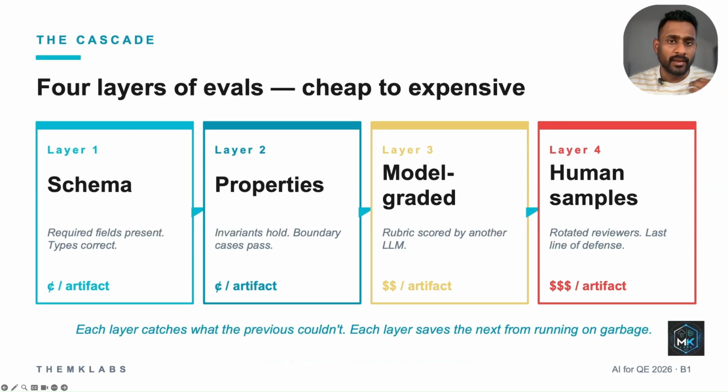Here's the architecture, the 4-layer cascade. You've seen this before in video 3, and you're seeing it again. Today we build it for real in code, right? Layer 1, schema. Required fields present, types correct, cents per artifact. Cheapest check you can write. Layer 2, properties. Invariants hold, boundary cases pass, still cents. Layer 3, model graded. A judge LLM scores against a rubric, dollars per artifact, much more expensive. Layer 4, human samples, rotated reviewers, the last line of defense. Each layer catches what the previous couldn't. Each layer saves the next from running on garbage.